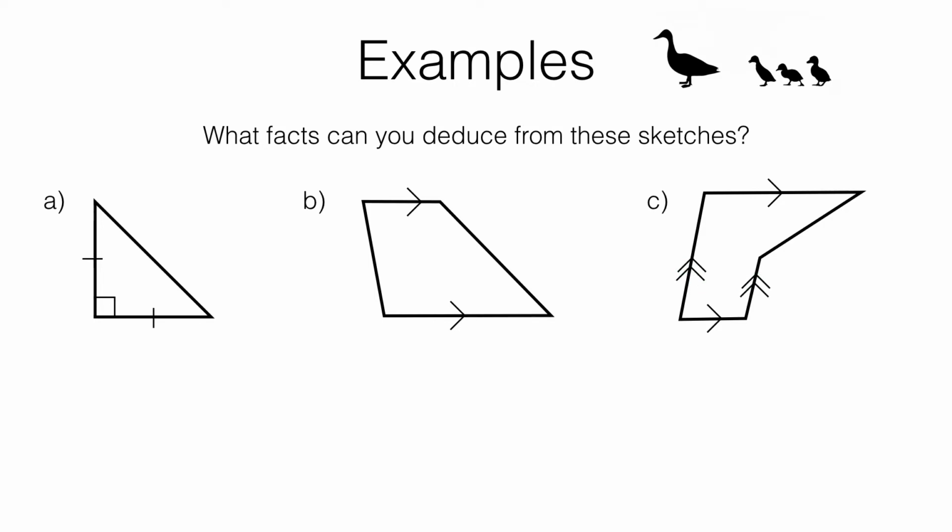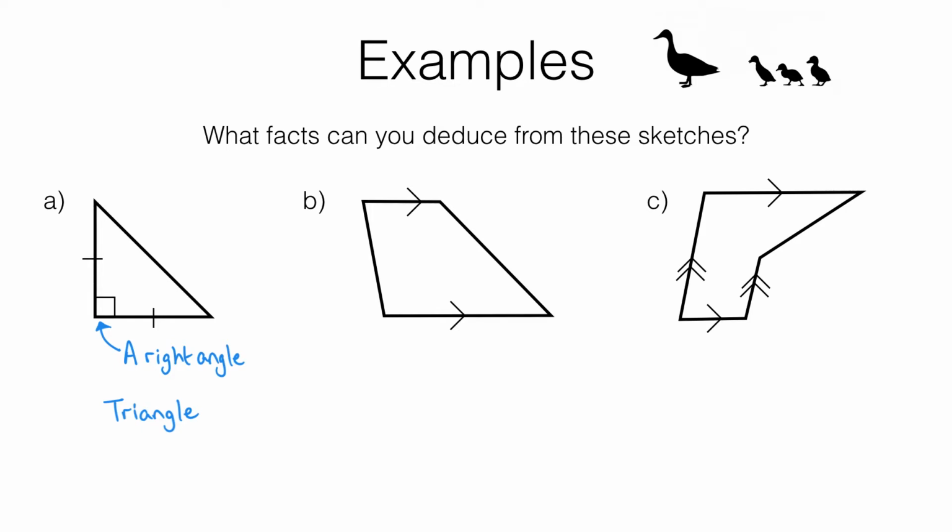Let's talk about the first sketch. We have a triangle. It's a three-sided polygon. This symbol here tells us we have a right angle. So whenever you see something that looks like this, you know you've got a right angle, a 90-degree angle. That means this is a right-angled triangle.